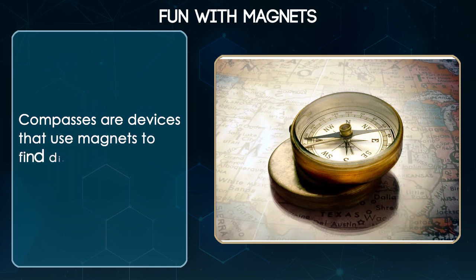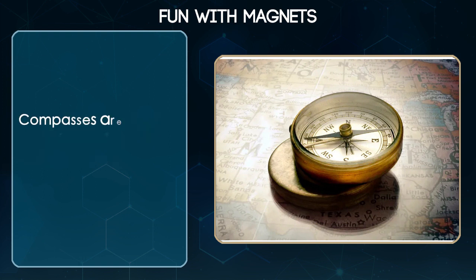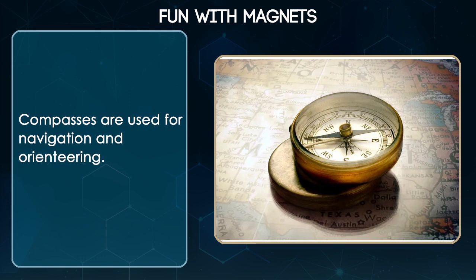Compasses are devices that use magnets to find directions. Compasses are used for navigation and orienteering.